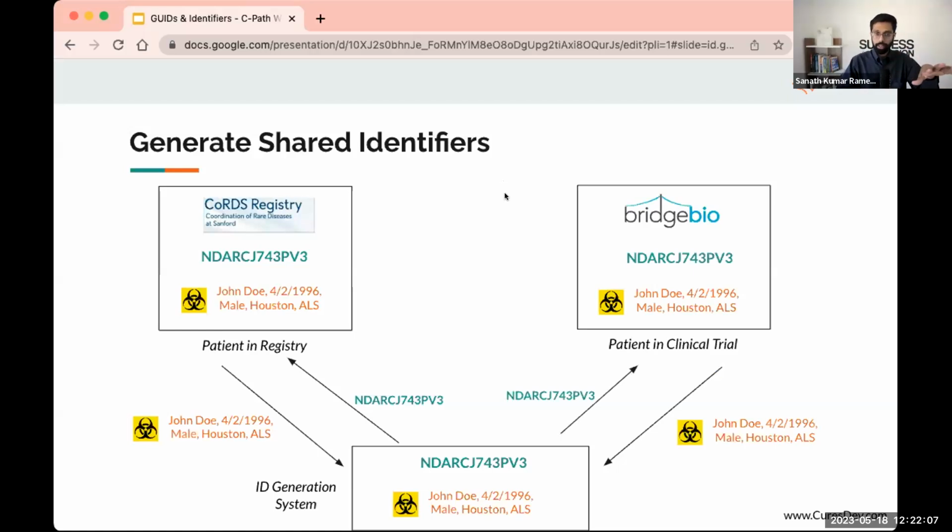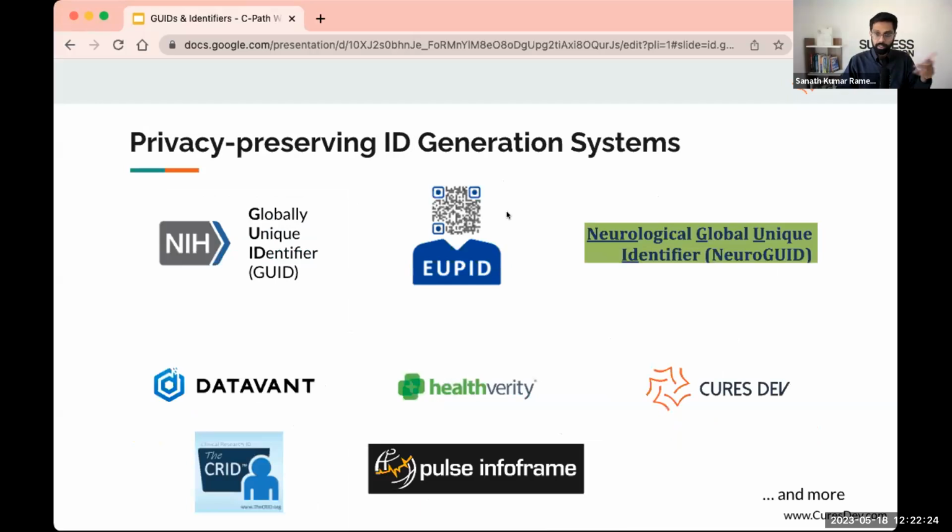Now, this is awesome, right? Now you start to have a shared identifier that's being built. The problem is patient identifying information has been exchanged here, and this is a big, big no in the privacy world. Now, there are a lot of solutions out there that implement privacy-preserving ID generation systems.